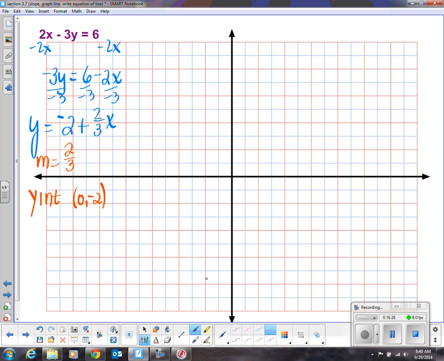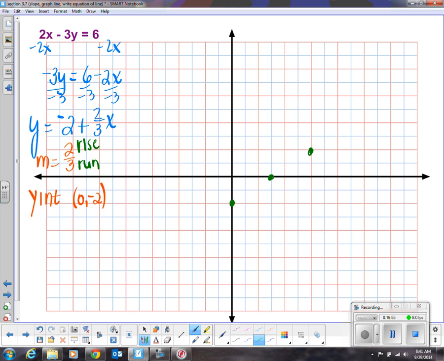So when you go to plot this, we're going to go to the y-axis. We're going to go down, over none, down 2. And from this point, we will rise 2 and run 3. There's a new point. From this y-intercept, we're going to rise 2 and run 3. Rise 2, that's where you start.